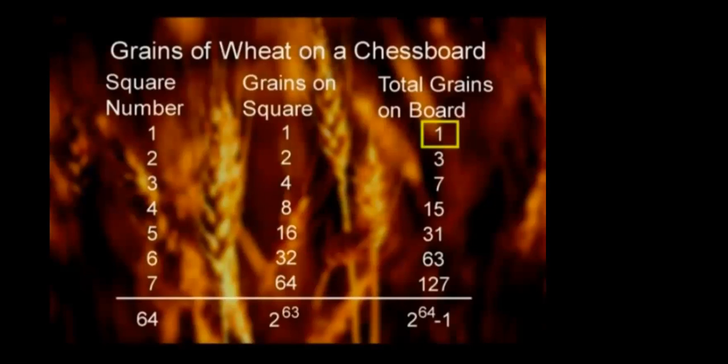Now let's look at the way the totals build up. When we have 1 grain on the first square, the total on the board is 1. We add 2 grains, that makes a total of 3. We put on 4 grains, now the total is 7. 7 is a grain less than 8.